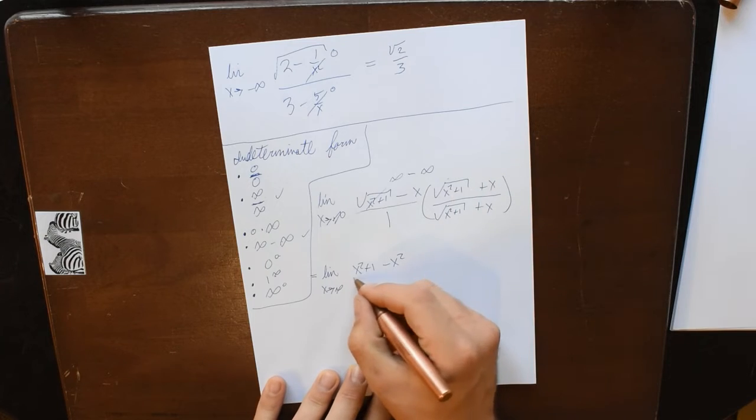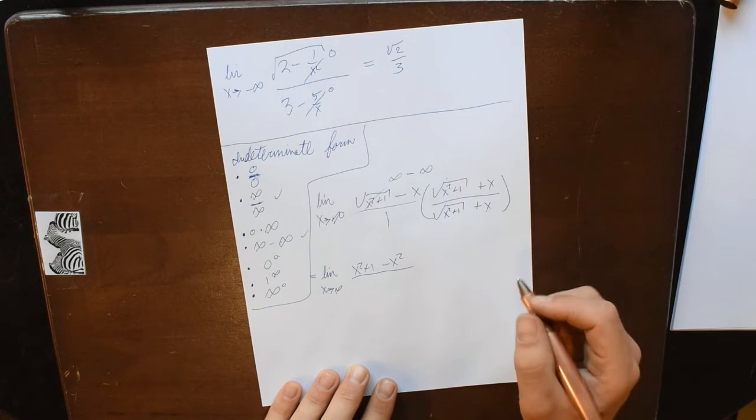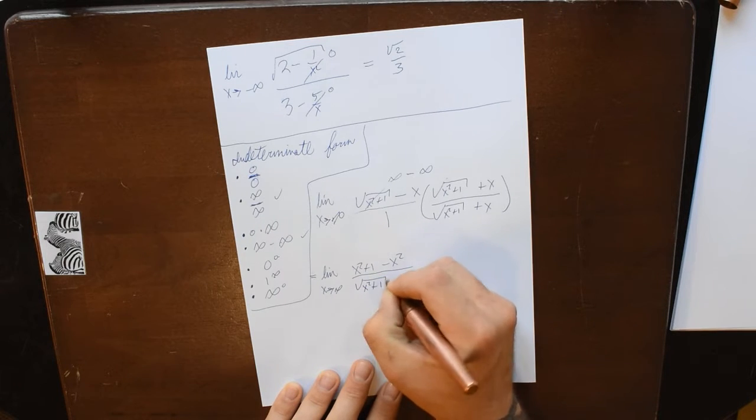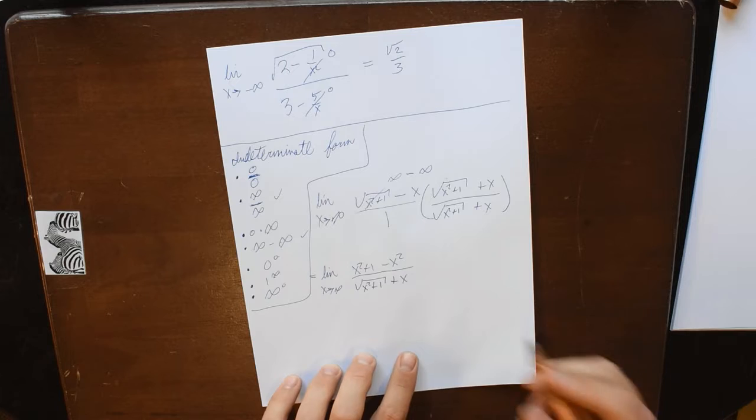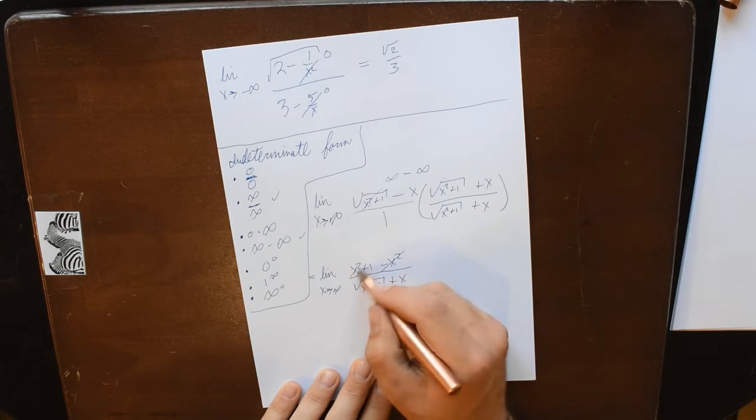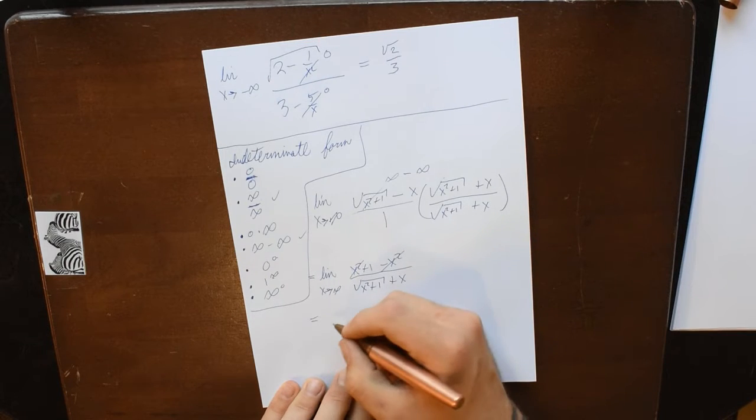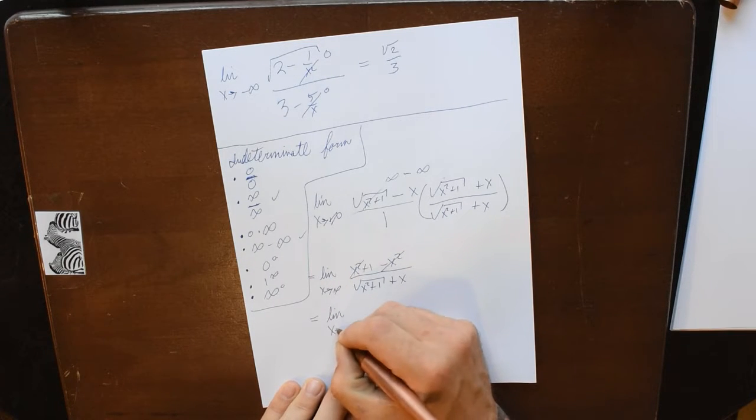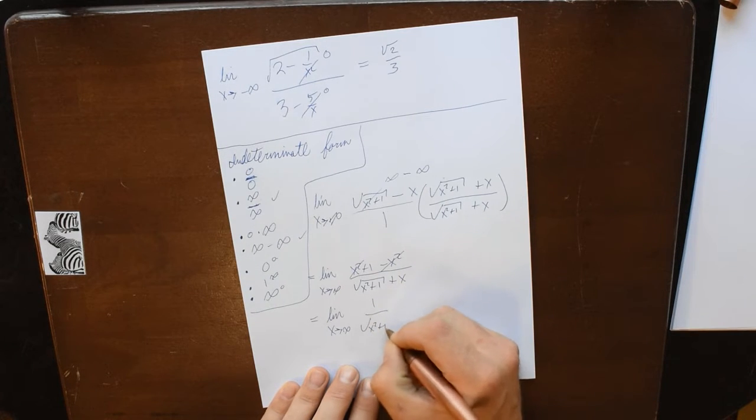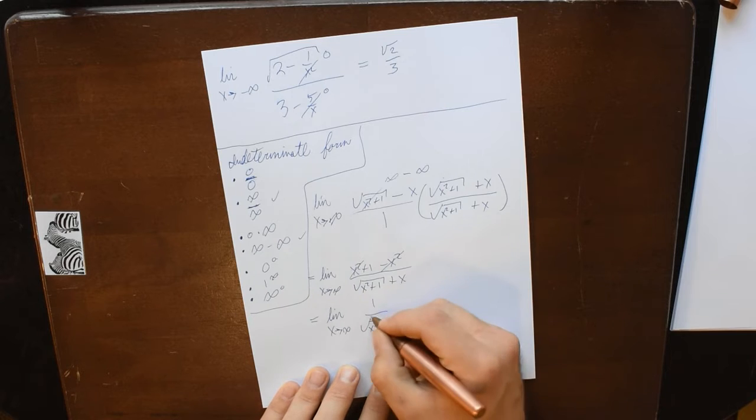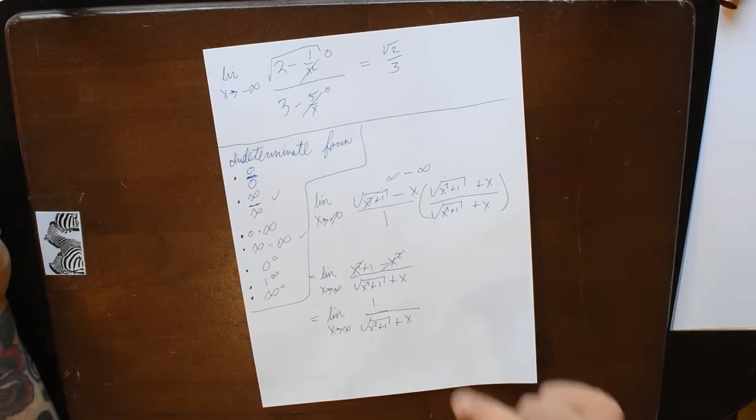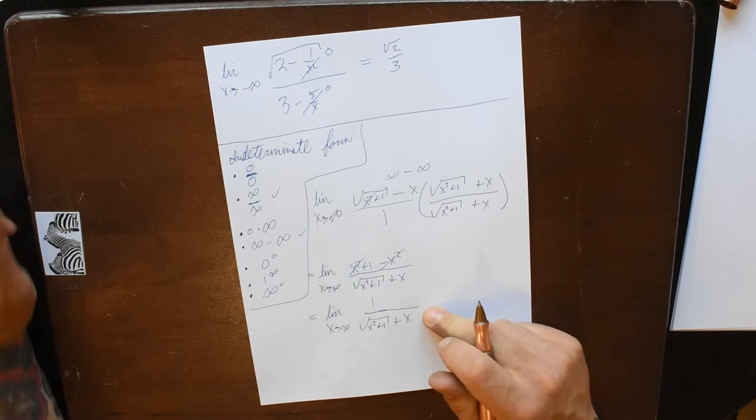Now in our denominator, we just have 1 times the square root of x squared plus 1 plus x. These x squareds are going to cancel, and we're left with the limit as x goes off to infinity of 1 over the square root of x squared plus 1 plus x. Now, it might not look like much, but we can solve this problem. This is all we need.